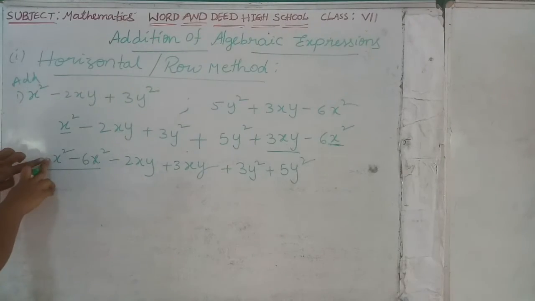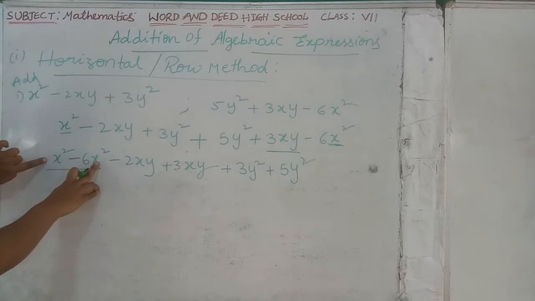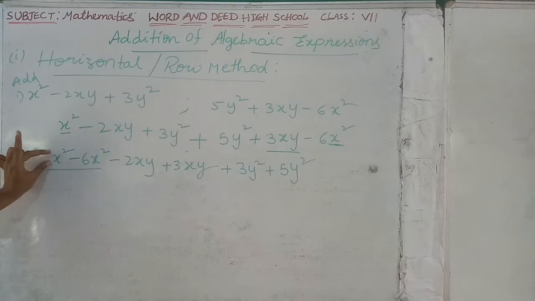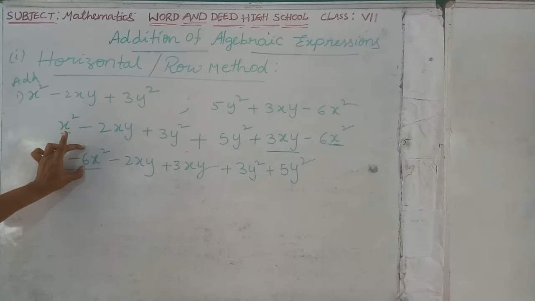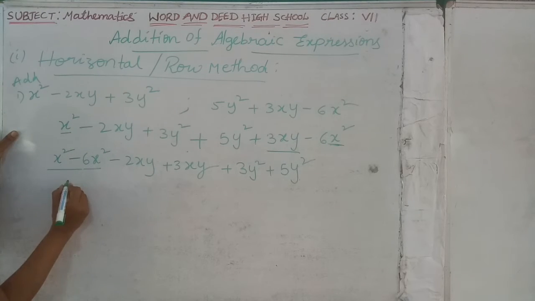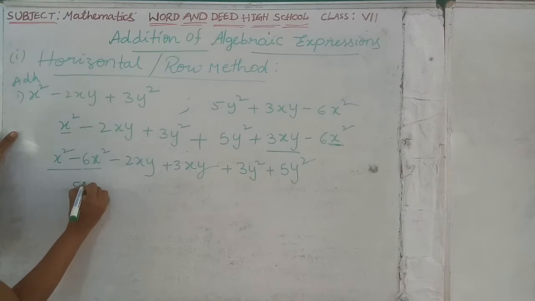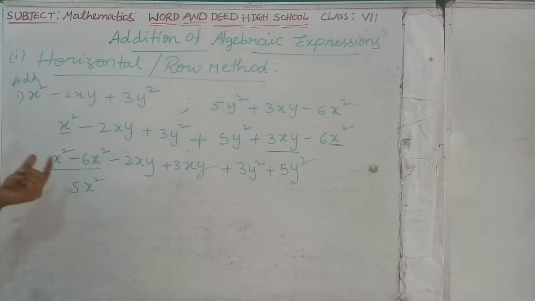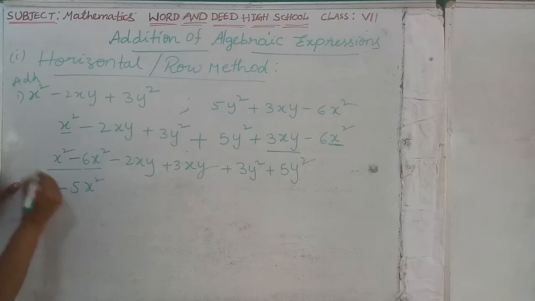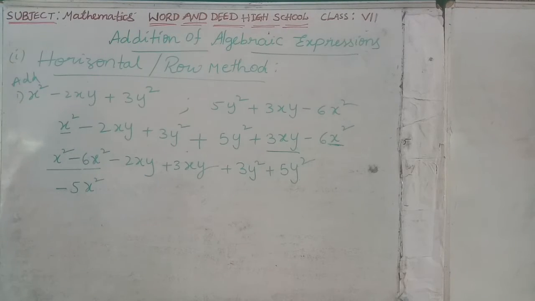See, plus x square minus 6x square. So, one is positive, one is negative. Now, addition or subtraction, children? Subtraction. So, 6 minus 1, 5x square. But in front of the bigger number, what symbol do we have, children? Minus. That means minus 5x square.